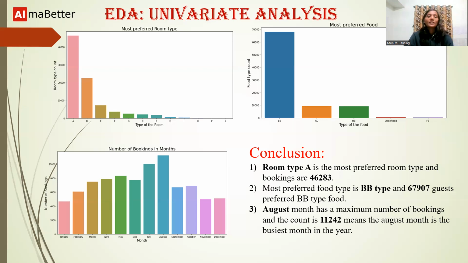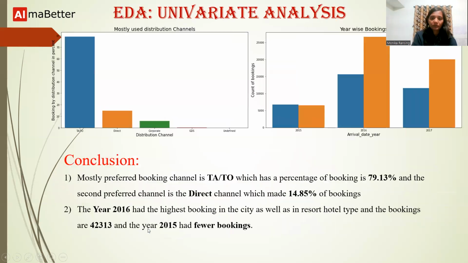Now the next one is which month has the maximum number of bookings. For that I used a bar plot, and from this bar plot I got the insight that August has the maximum number of bookings, with a count of 11,242. Meaning August is the busiest month in the year. After August, July has the maximum number of bookings.